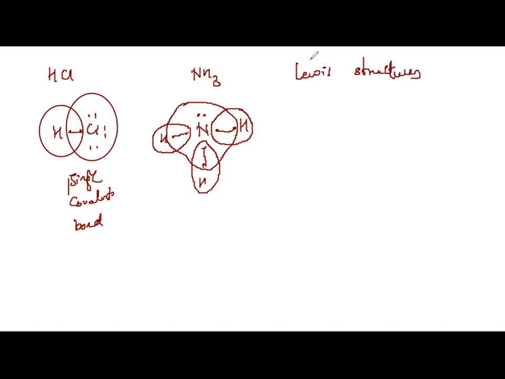Lewis symbols are for atoms. Lewis structures are for molecules. So how to write Lewis structures? Let us consider a simple one first, the ammonia molecule only. So what will I do?